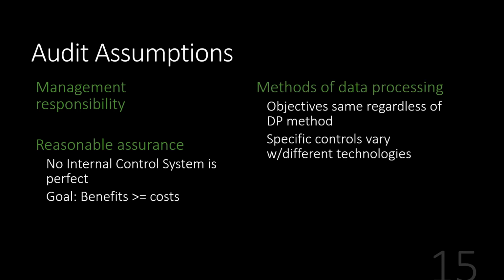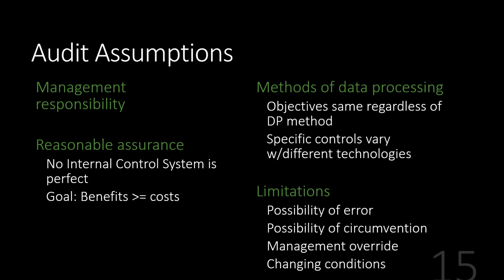The audit objectives remain the same regardless of what kind of data processing the company has. You can think back to old completely paper-based systems from beginning to end to today's computerized systems that handle thousands, if not millions, of transactions a day. The objectives are the same. We're looking to assure the reasonableness of those financial statements, review the controls environment, and so forth. Now, those specific controls that are in place are going to vary based on the technologies in use, but our objectives remain the same. And we always have limitations.